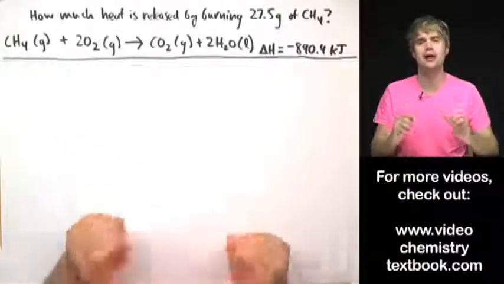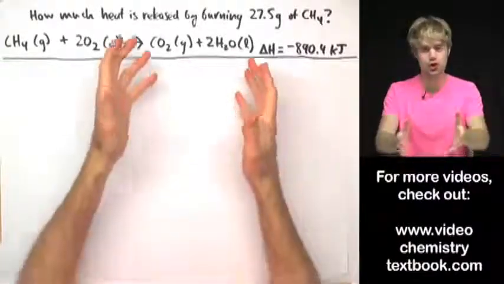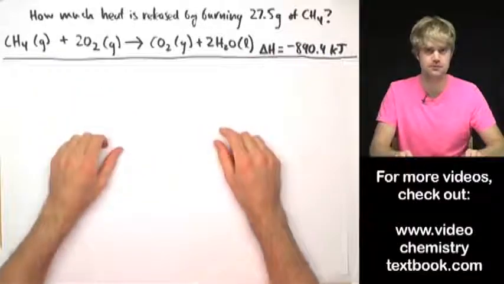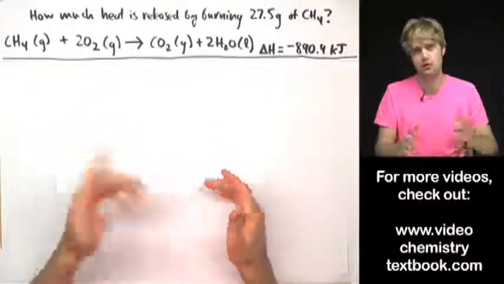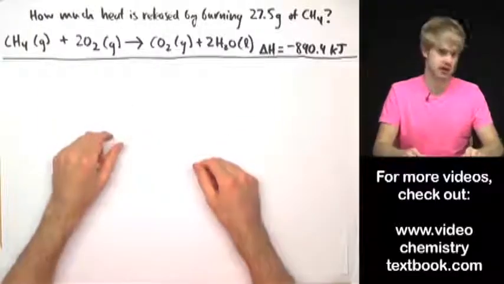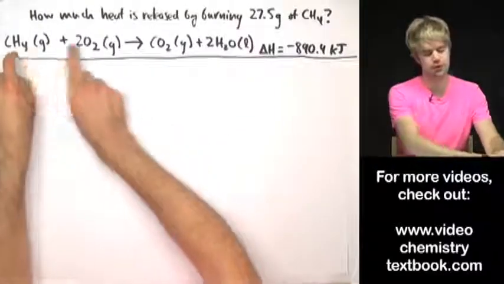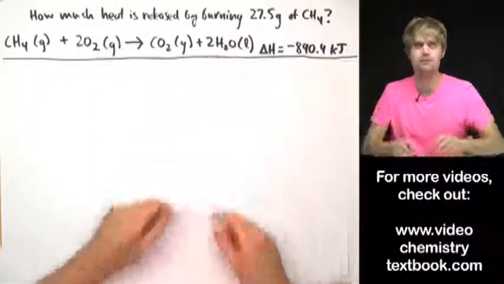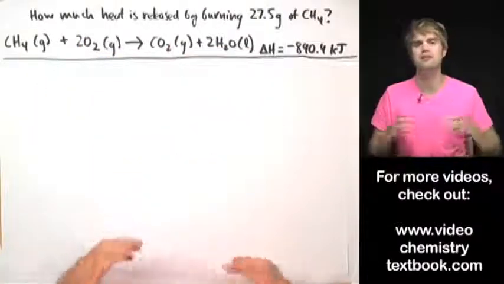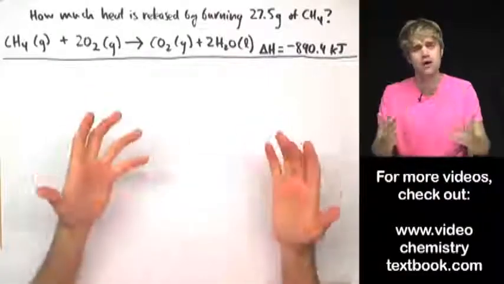I'm going to show how to calculate how much heat is released or absorbed with chemical equations. So here I have a chemical equation that shows what happens when methane, also known as natural gas, burns in the air. Methane, CH4, combines with oxygen to make carbon dioxide and water. But as you probably know, if you burn methane, it releases a ton of heat.